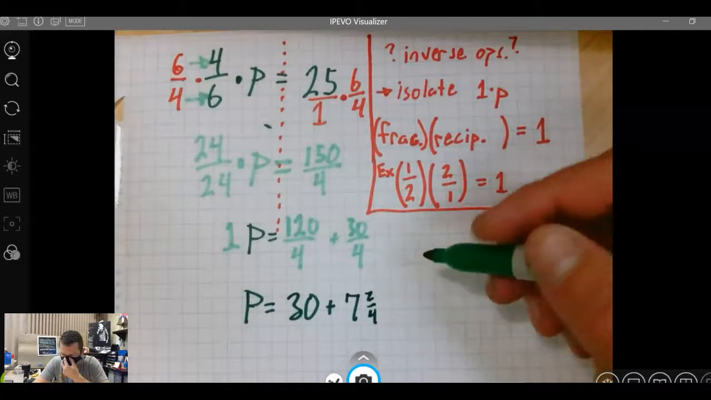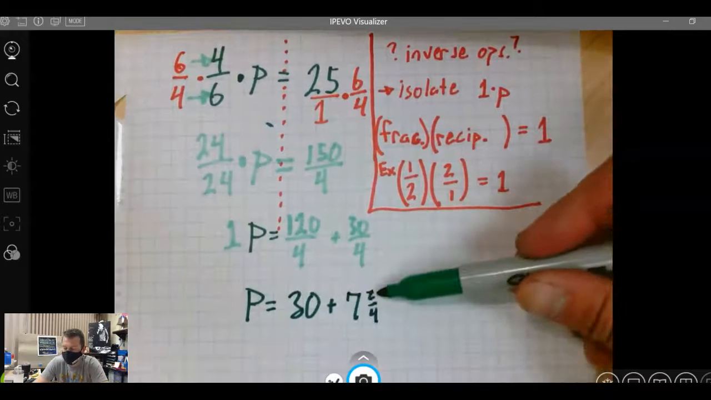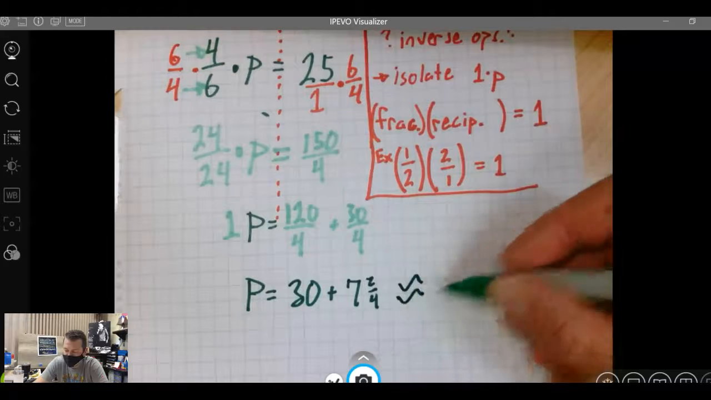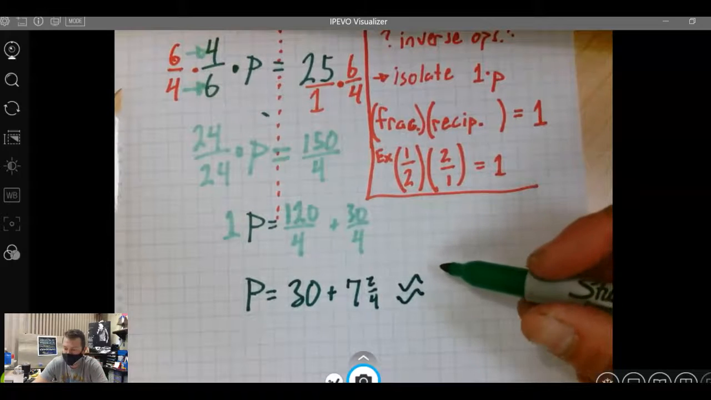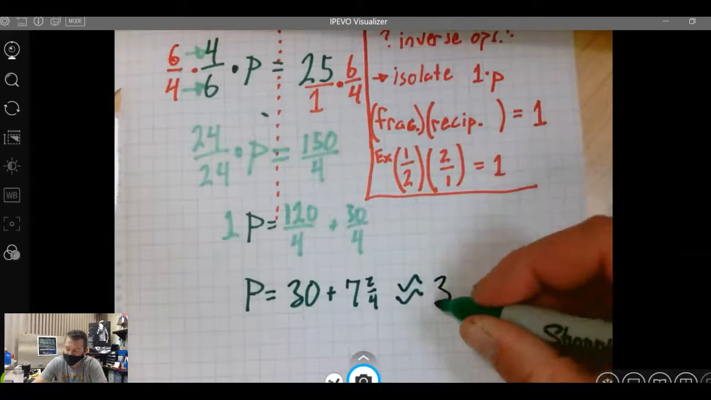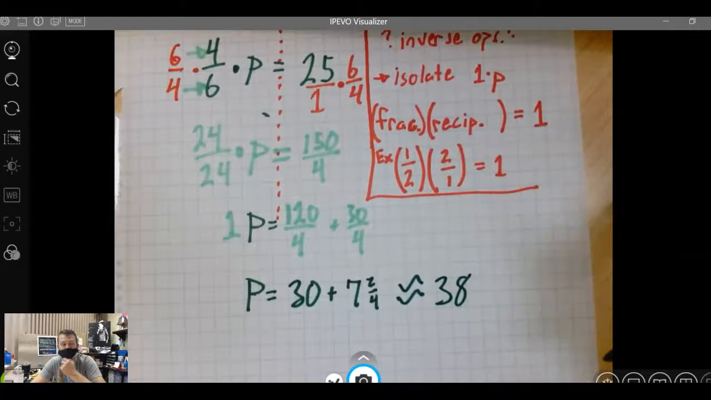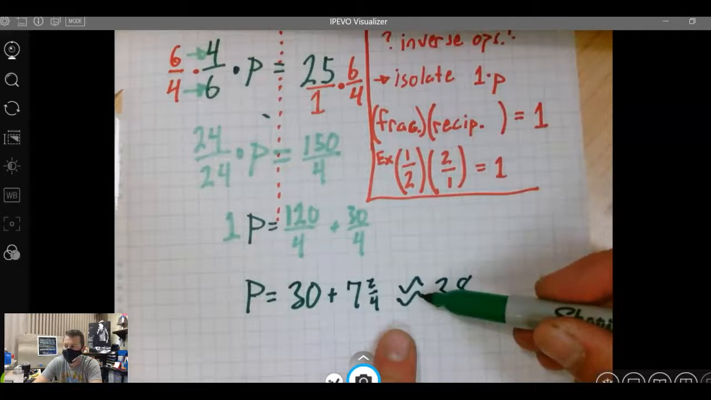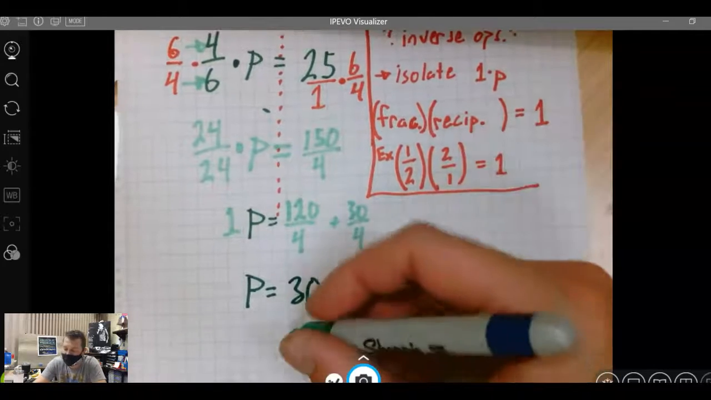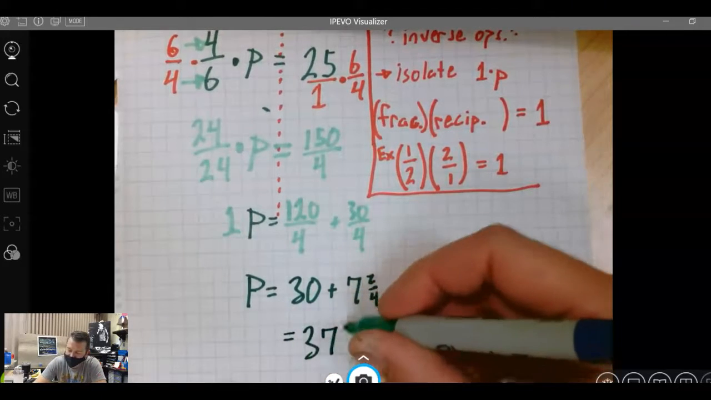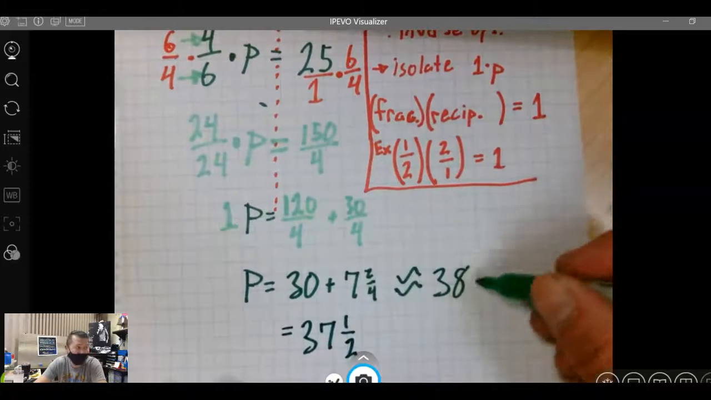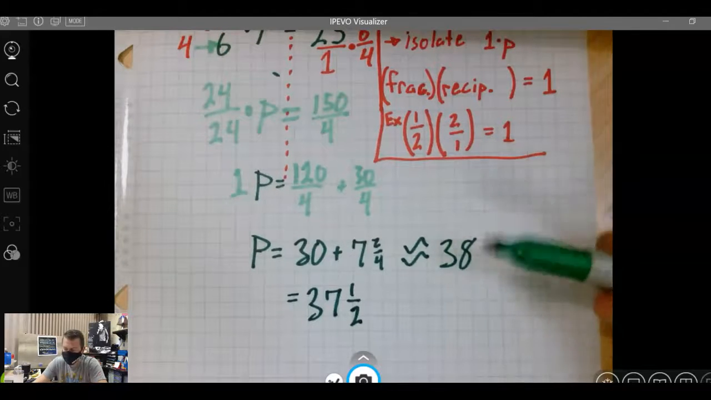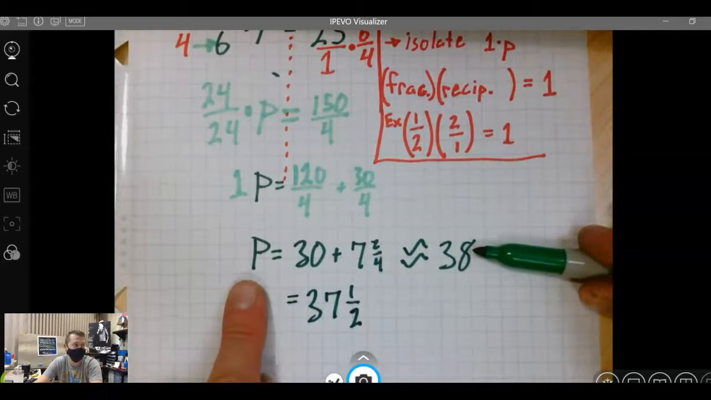Now, wait. Can I order 37.5 pizzas? No, so what should we have gotten? Should we get 37 or 38? 38 with food. We pretty much always round up. So this is the squiggly equals, meaning approximately. Our exact answer would be 37.5. But if we're talking about actual pizza math, and we're going to send somebody out to get pizzas, we should have gotten 38. That's what P should have been initially.